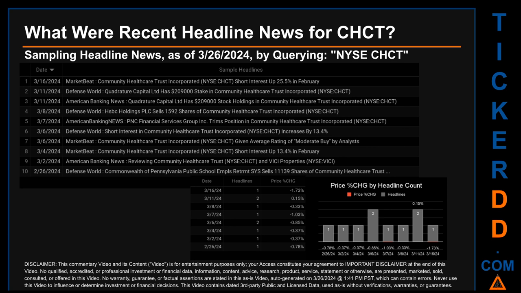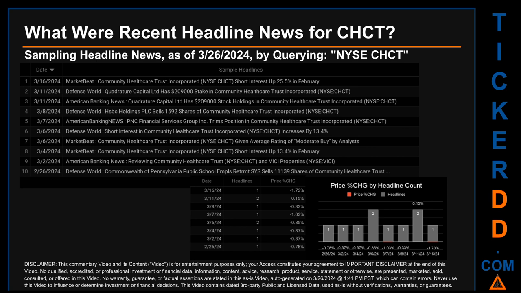Monday, March 11, 2024 and Wednesday, March 6, 2024 had the most headlines. They each had 2 discovered headlines. On Monday, March 11, 2024. First, American Banking News published the headline that read, Quadrature Capital Limited has $209,000 stock holdings in Community Healthcare Trust Incorporated. Then, for the second day with the most discovered headlines, on Wednesday, March 6, 2024.